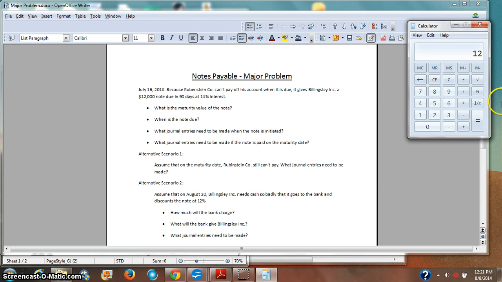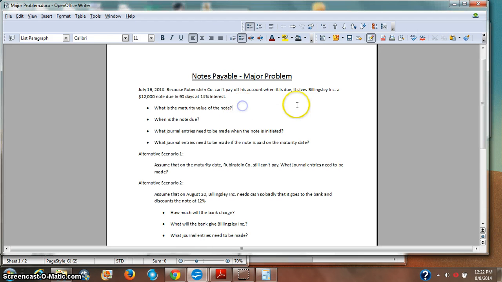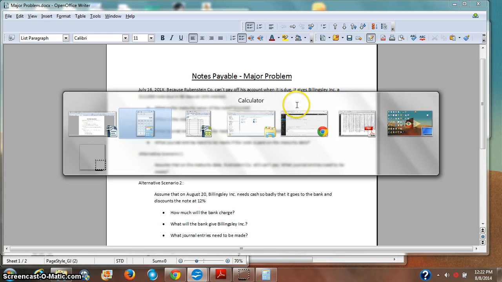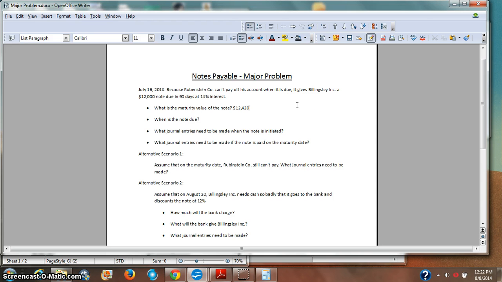So we'll take $12,000 times the interest rate, 14% interest, and then we've got 90 days, but it's only days, and so we're going to divide it by 360 days. So the maturity value of the note is, there's the interest on it, so we're going to add in the principal, $12,000 plus 420 interest. That is the maturity value of the note.